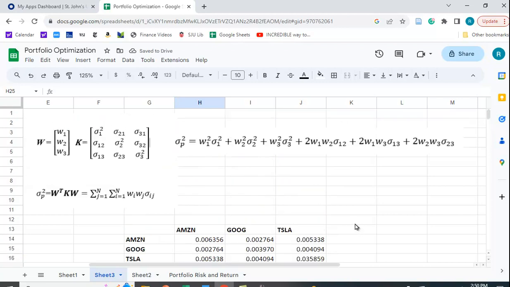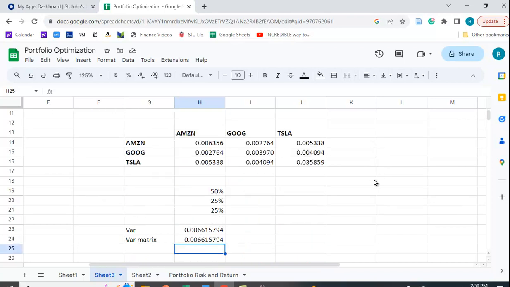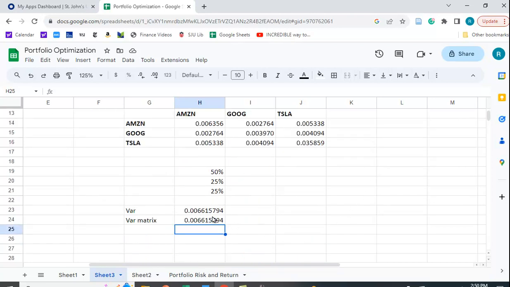So if you have a lot of securities in a portfolio, you may want to use matrix multiplication to calculate the portfolio variance. It's a little more efficient and a little easier to do, assuming you understand matrix algebra.